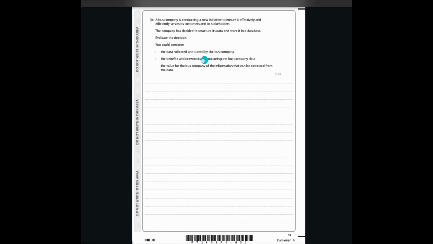What can be the drawback? The drawback can be that obviously it is costly, right? Because paper is not that costly. But for the database, they have to buy a cloud database or whatever database they want to buy. They have to buy the storage where they want to save the data.